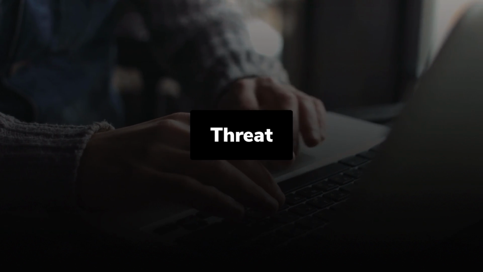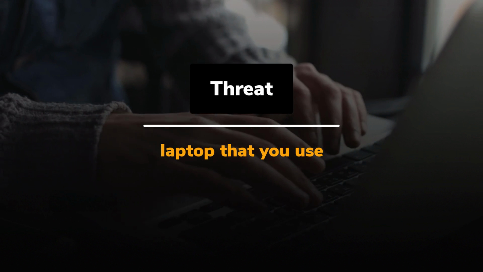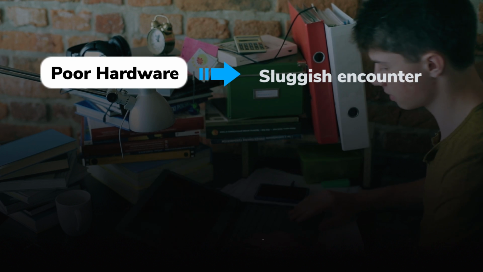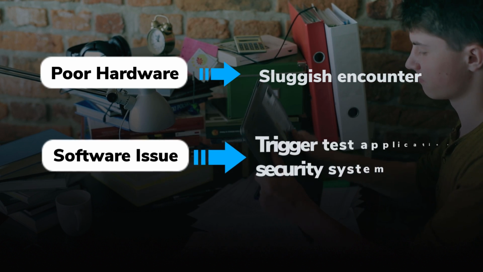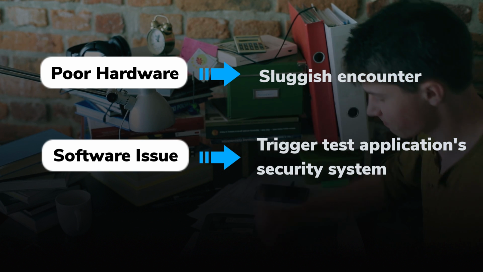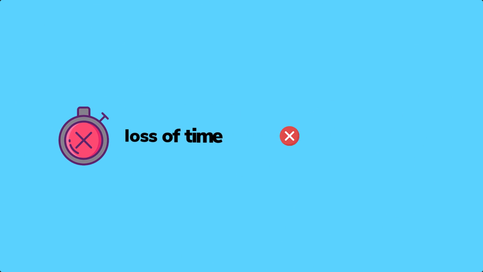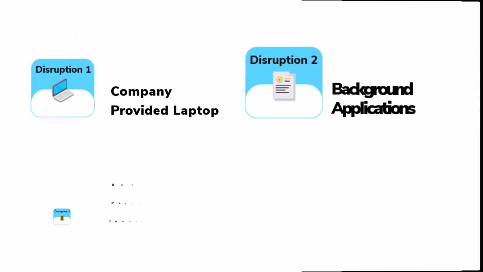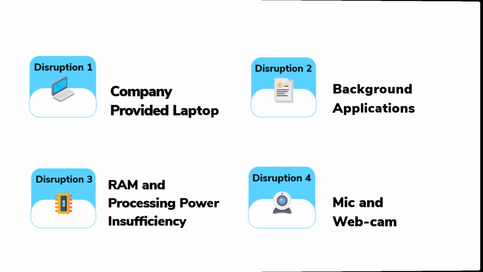One of the threats to a smooth test-taking experience is the laptop that you use. While a poor hardware condition may lead to a sluggish encounter, software-related issues might trigger the test application's security system, resulting in loss of time or even test cancellation. Here are some of the most common hardware or software disruptions you might face, along with tips to minimize them.